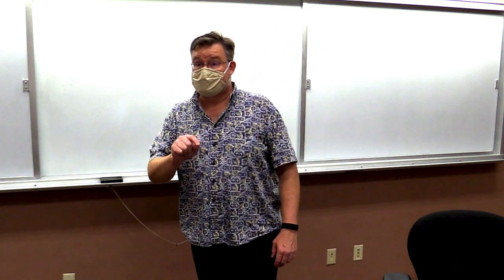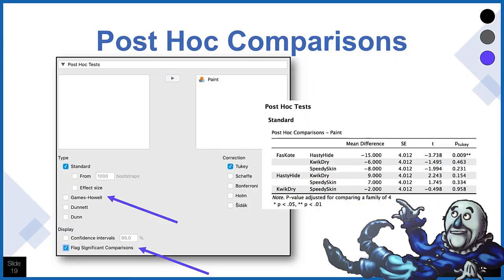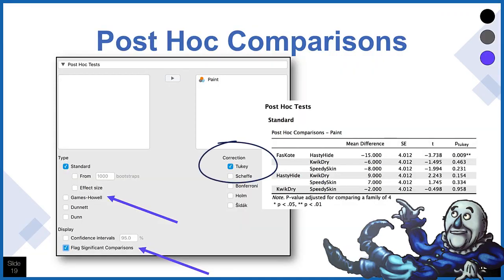How would we do this for our example with JASP? Well, first, we would get our post-hoc test by simply moving paint, our categorical variable, into the box for post-hocs. So we twirl down the post-hoc test, move our variable over. Tukey will be selected by default, so we don't have to do anything. I do want to point out though, Games-Howell, remember if we did a Welch's test, we would use a Games-Howell post-hoc. This is where we'd select that.